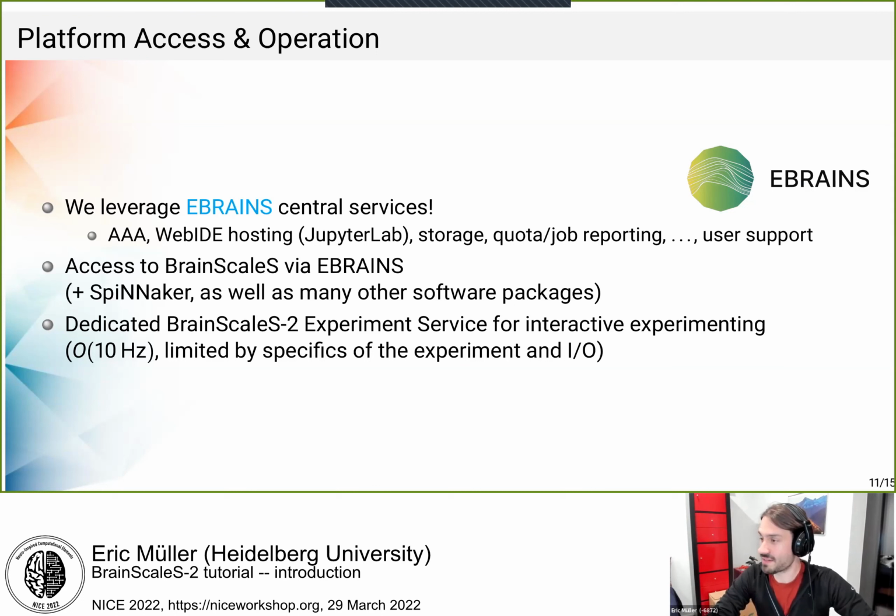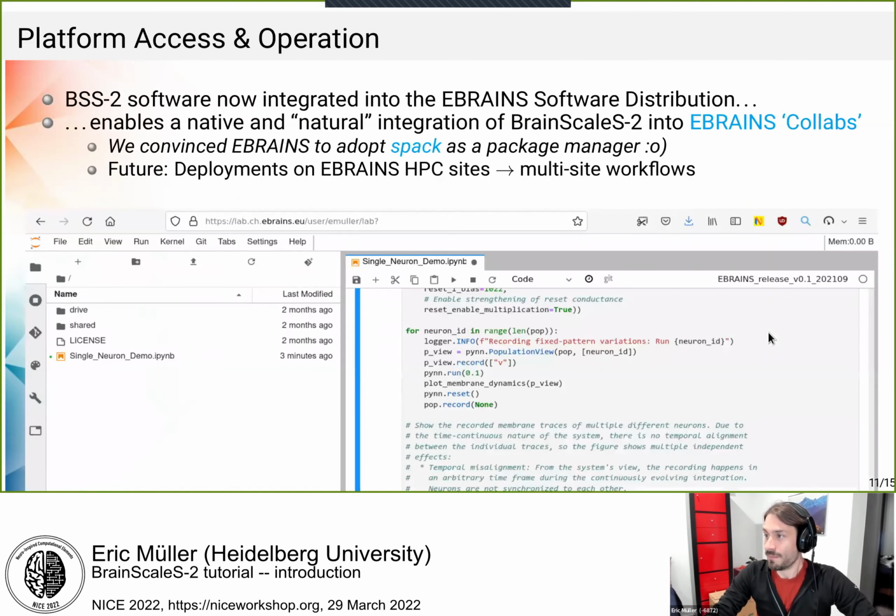this eBrains central services. We also created an experiment service for BrainScaleS 2 to allow for interactive experimenting using these central services. And that's what we use in the tutorial later. And we aim for, for example, a 10 Hertz experiment repetition rate, but this depends on the specifics of your experiment and also I/O.